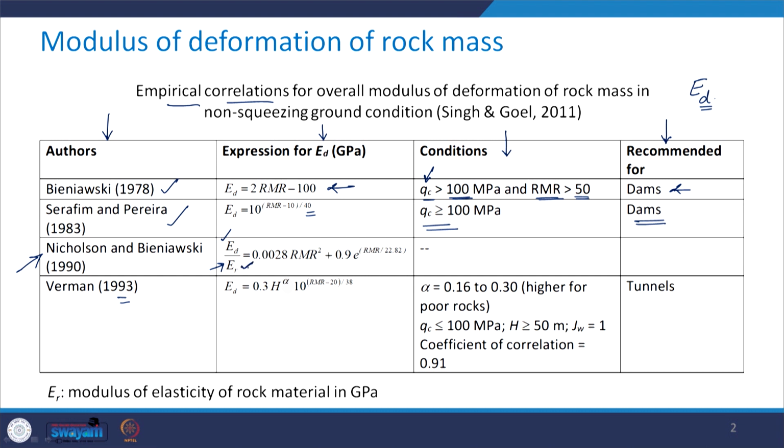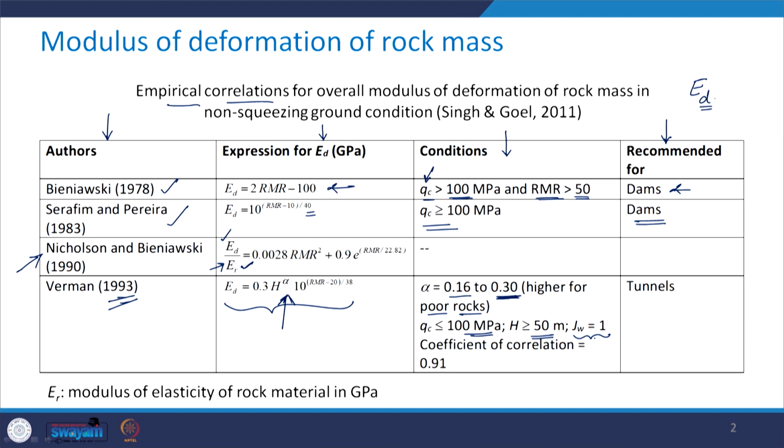Then Verman in 1993 came out with this expression for the modulus of deformation, where there is a term called alpha. So what are the values for alpha? Alpha varies between 0.16 to 0.3, and the higher the value of alpha, that means if it approaches 0.3, that means it is poor rock. Then QC is less than or equal to 100 MPa. H, which is the depth of overburden, is greater than or equal to 50 meters. JW's rating is to be taken equal to 1.